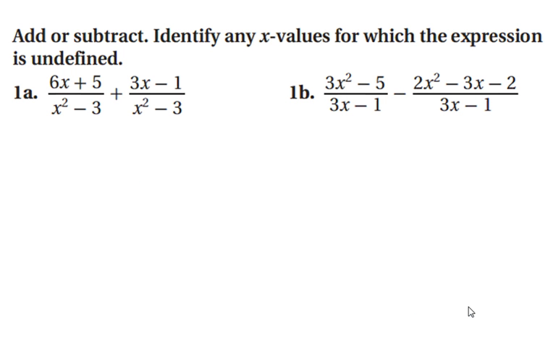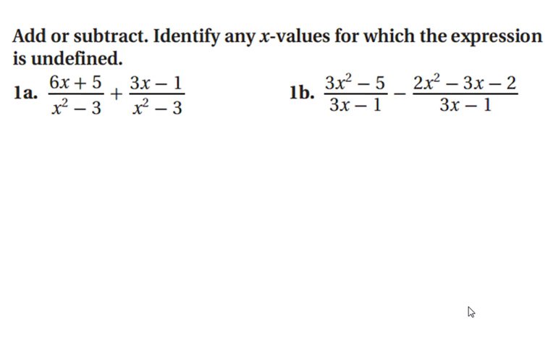We do the same thing with rational expressions, so it's not really a big deal. There's no separate set of rules or anything like that. So in this first example, we check and make sure that we have a common denominator, and we do. In this case, it's x squared minus 3. And one additional thing, we do need to identify the x values if it's going to make this thing undefined.